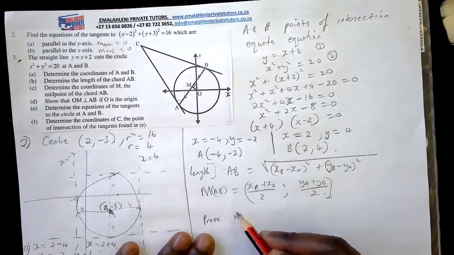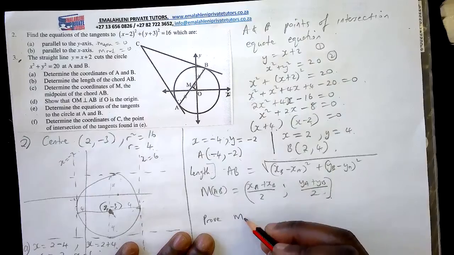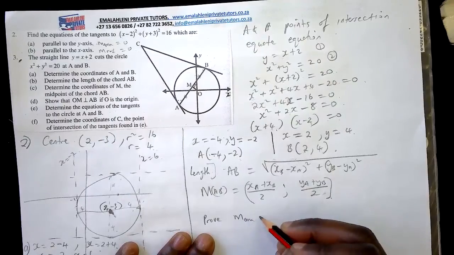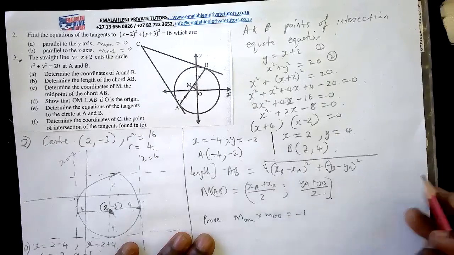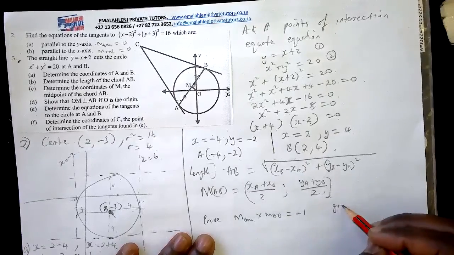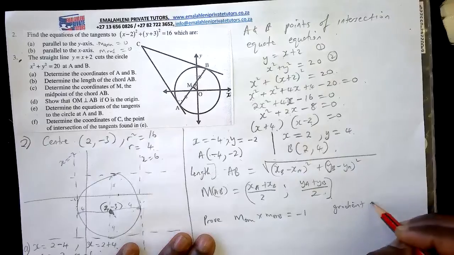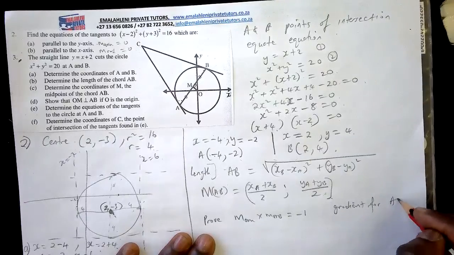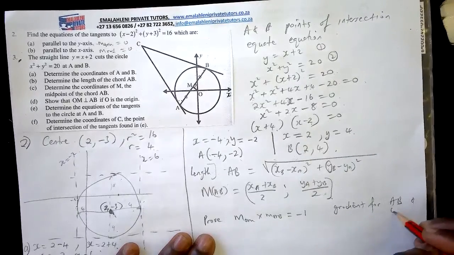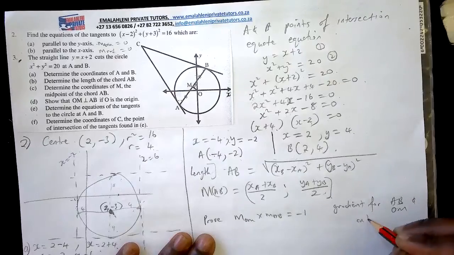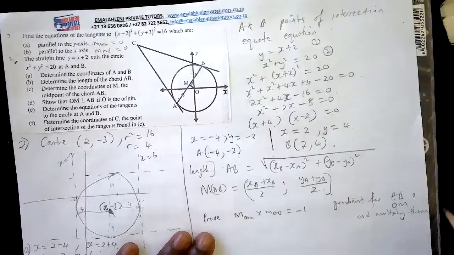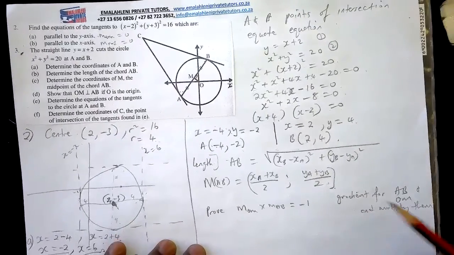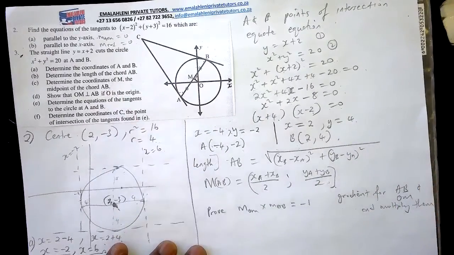So just to prove that, the gradient of OM times the gradient of AB should give you what? -1. So you must find the gradient for AB and OM and multiply them. If they give you -1, then it shows that they are perpendicular. Okay. If they give you -1, it means that they are perpendicular. Now let's move on to the next question.